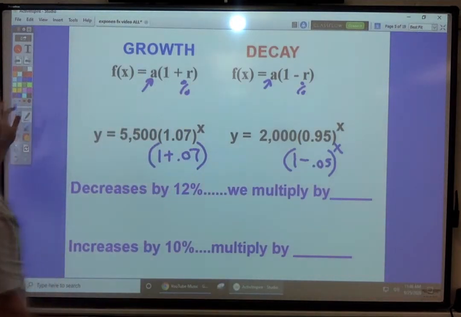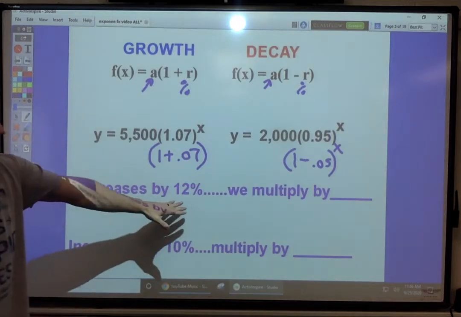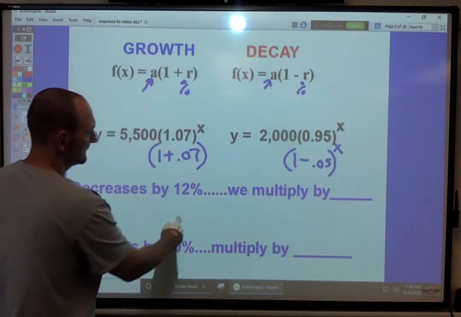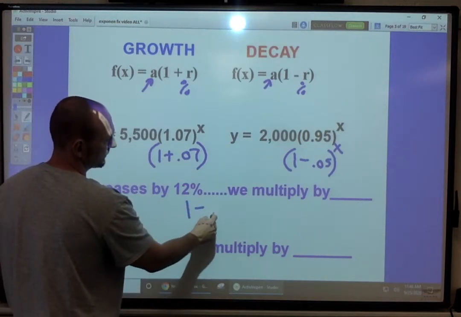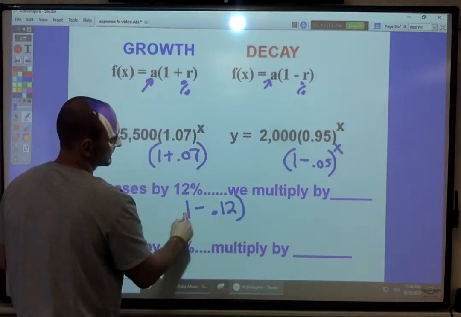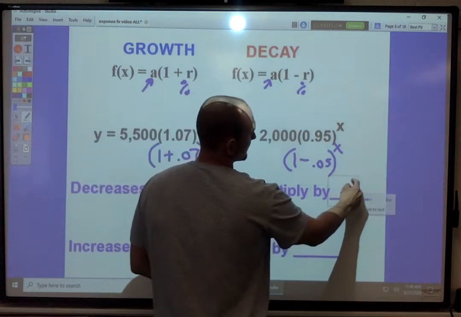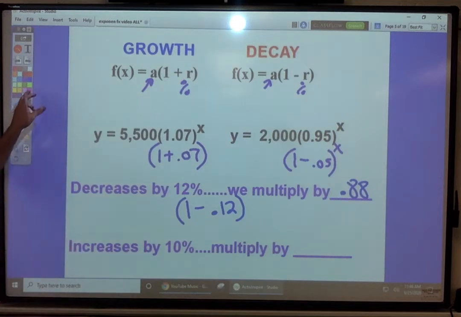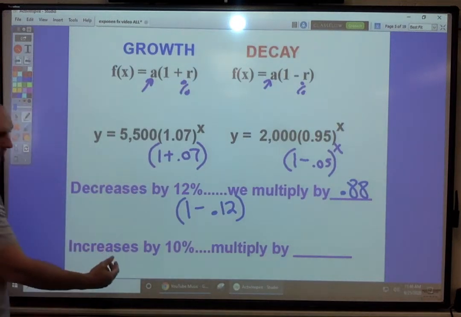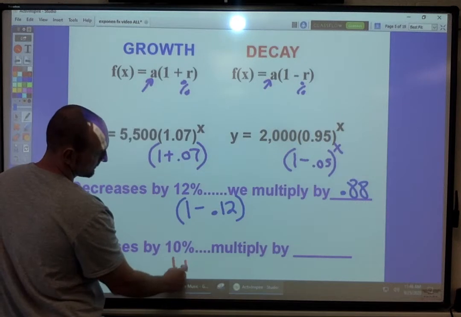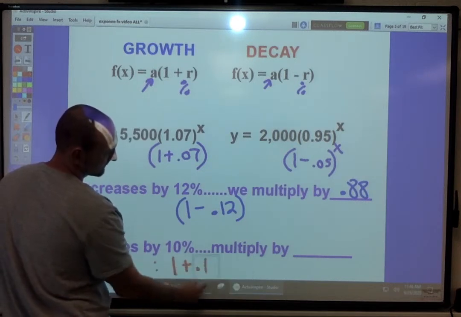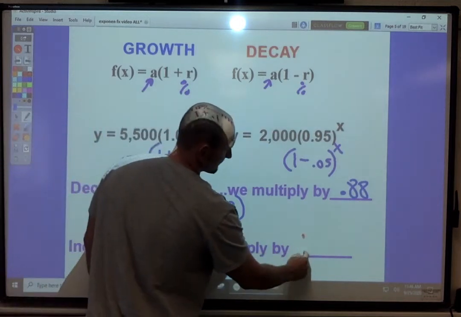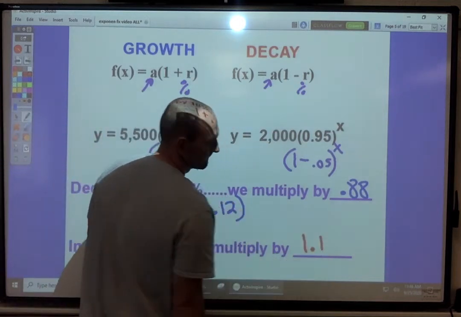So down here at the bottom, if it decreases by 12%, what's our factor going to be? Well, it's 1 minus 12% as a number, which is 0.88. Same thing with this. If it's increasing by 10%, we'd use the growth. So 1 plus 1/10 or 10%. So our factor would be 1.1.